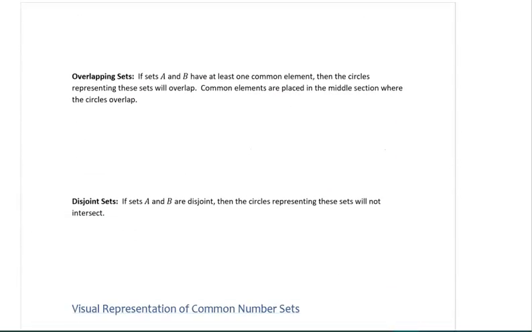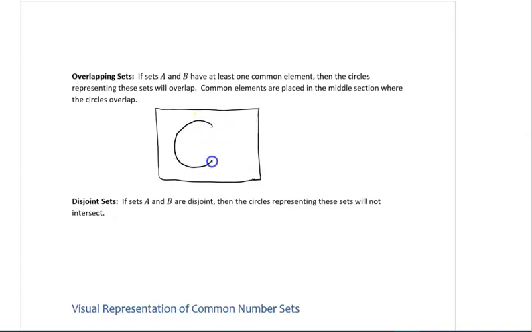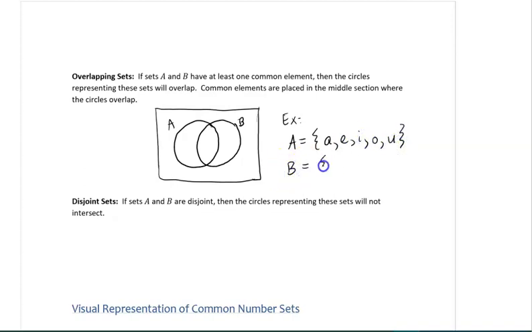Overlapping sets. If sets A and B have at least one common element, then the circles representing these sets will overlap. Common elements are placed in the middle section where the circles overlap. So let's say we have set A, and let's say we have set B. If we're looking for an example, let's say that set A contains the letters A, E, I, O, and U. And let's say that set B contains the letters A, B, C, D, E.